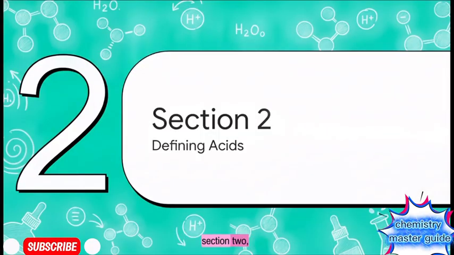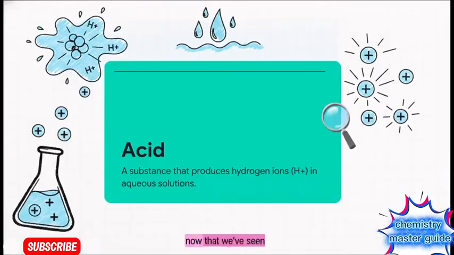Moving right along to section 2, defining acids and their properties. So now that we've seen the macro world of acids in our everyday lives, what actually makes an acid, an acid down at the chemical level? The crucial thing to remember is that an acid is defined as a substance that produces hydrogen ions, we write that as H+, when it's dissolved in an aqueous solution. Now, aqueous is just a fancy way of saying dissolved in water. So, when an acid molecule hits water, it dissociates or breaks apart, releasing these powerful hydrogen ions.